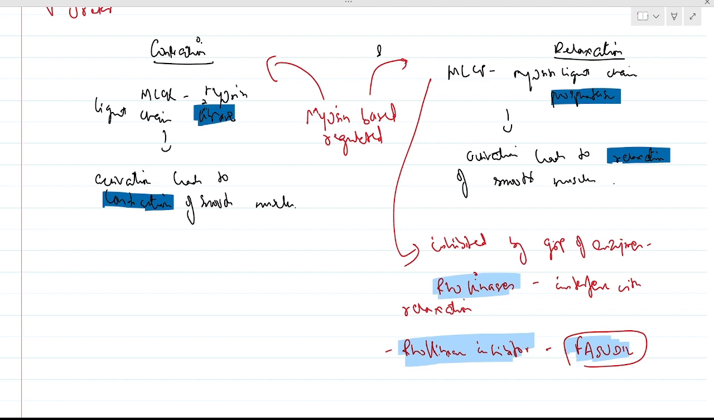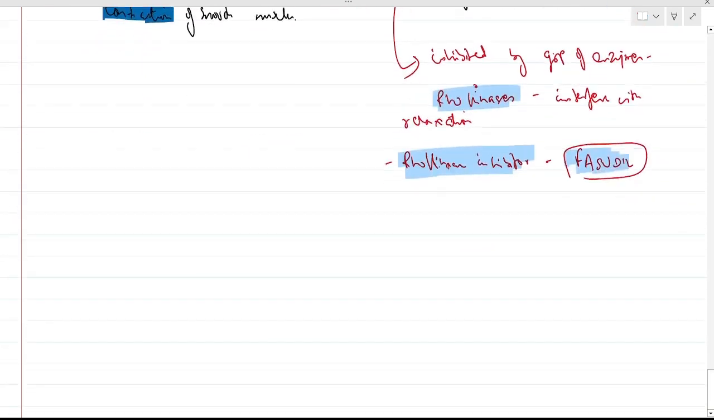Okay, now moving on, we have the regulation of smooth muscles with ANS, the autonomic nervous system. How the autonomic nervous system exerts its effect with regulation, you will see here. So we have two phases, contraction and relaxation.